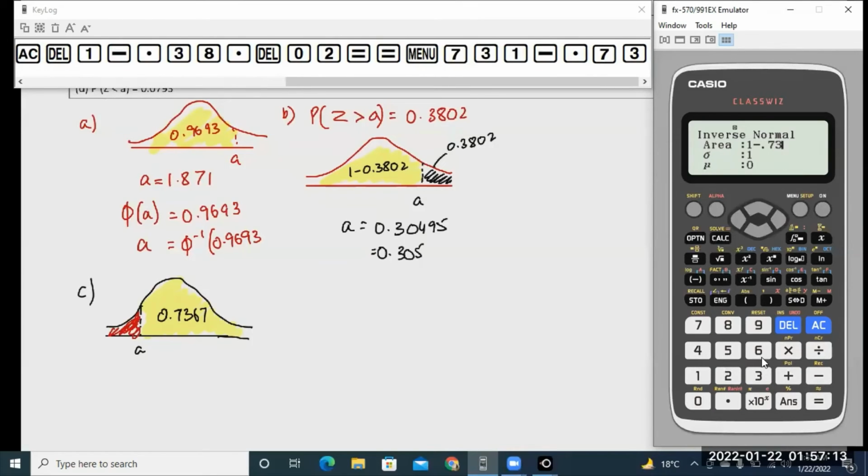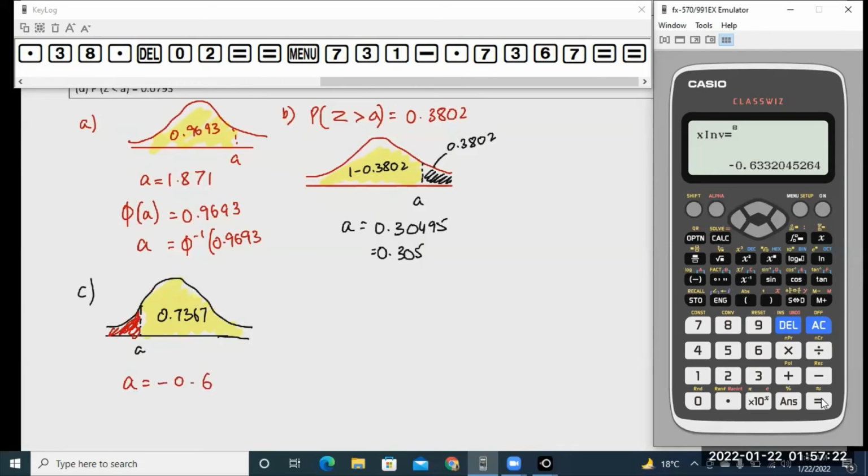Let's see if the calculator does that automatically. Yes, it does. So you get minus 0.633.